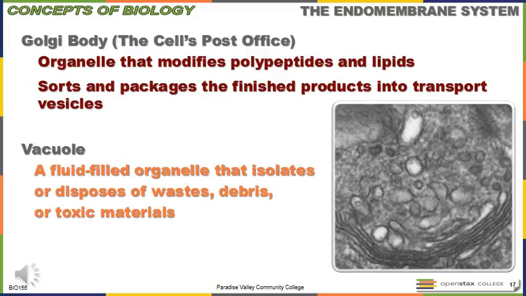This is where materials will be gathered, and polypeptides and lipids will work to sort and package finished products and transport them into the vesicles. And then the vesicles can take them out to the interstitial fluid. The vacuoles are holes, basically. They're fluid-filled organelles that isolate or dispose of waste, debris, or toxic materials.